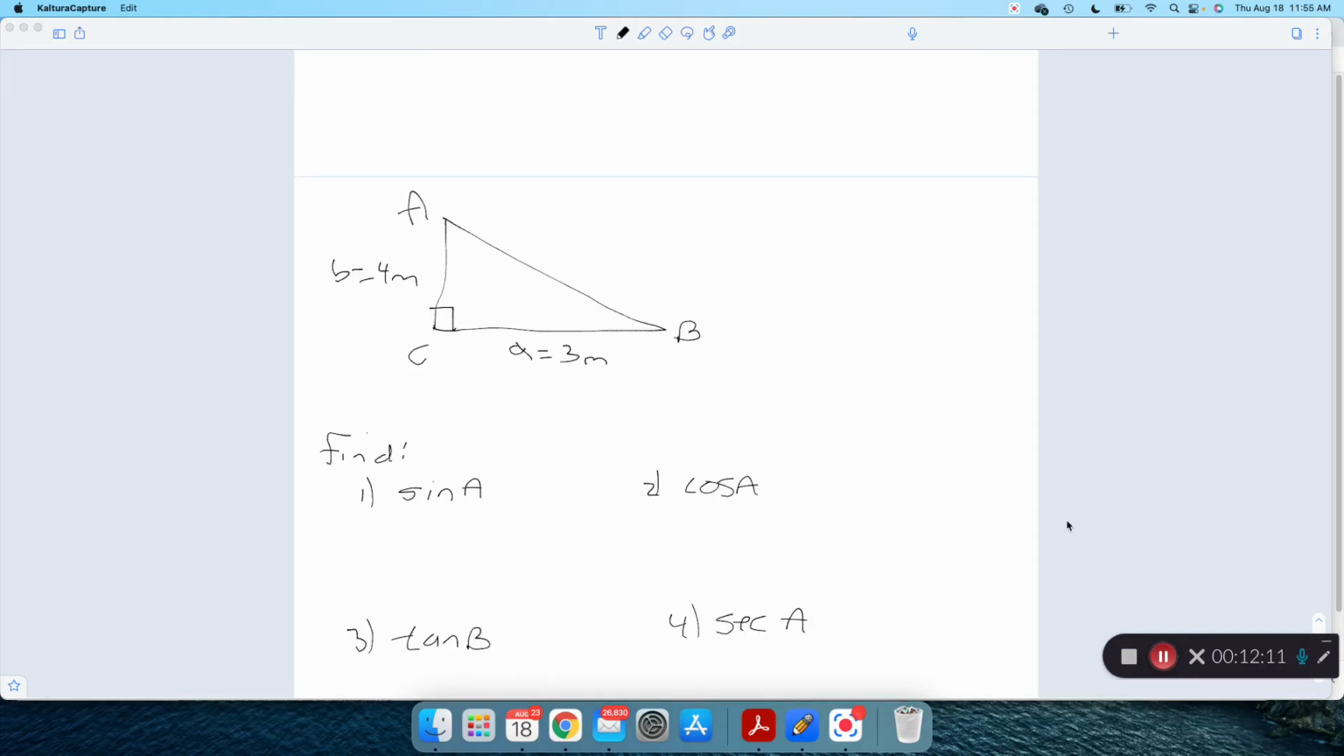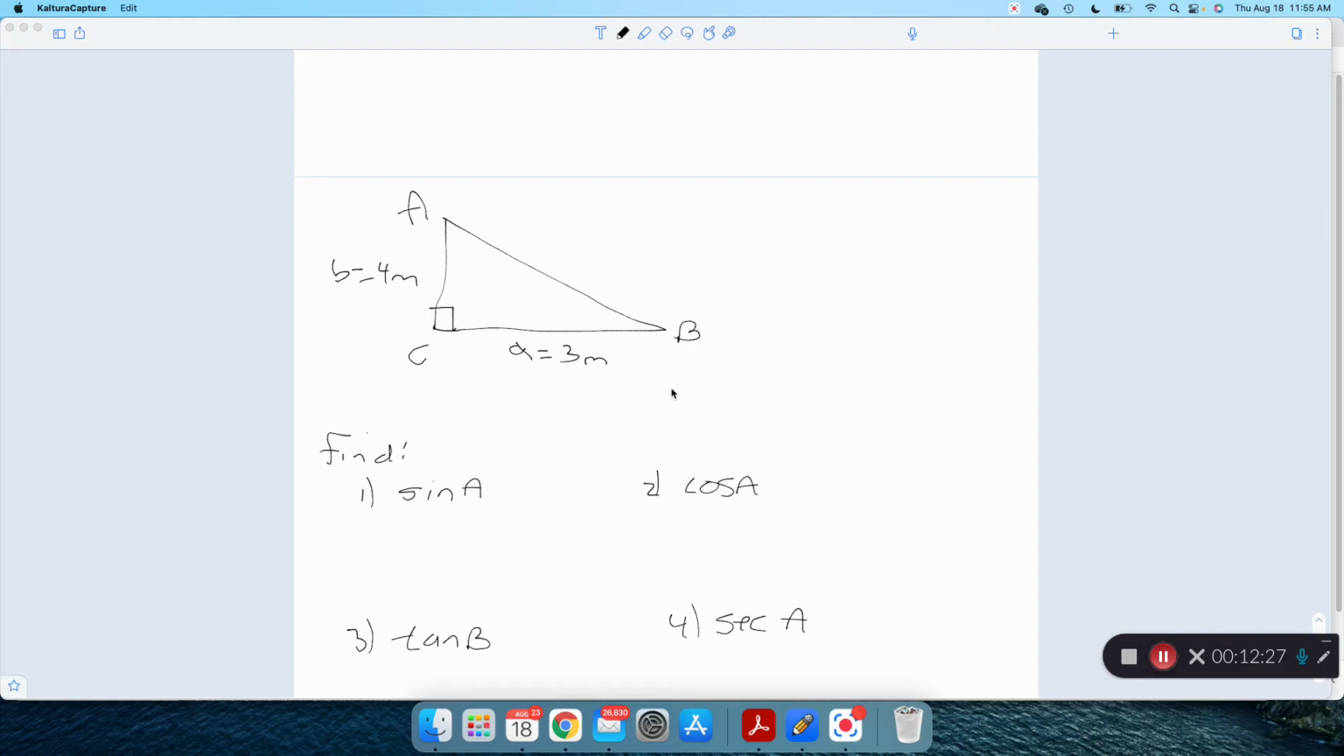Okay, so let's do a quick example here. Say we have this triangle. It's a right triangle. We've got a right angle here at angle C. We've been given two of the sides. Length of side a is 3 meters. The length of side b is 4 meters. We want to find all of these.